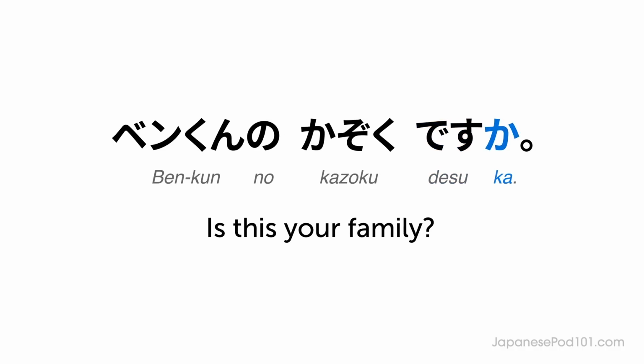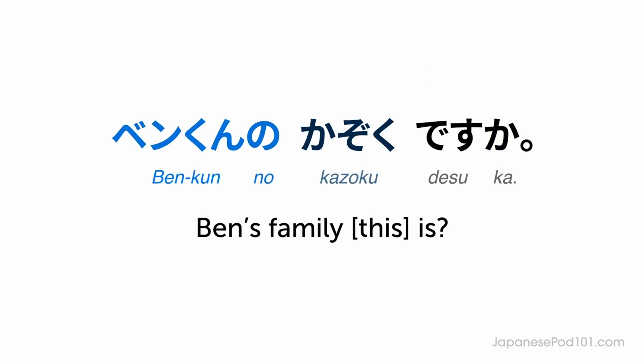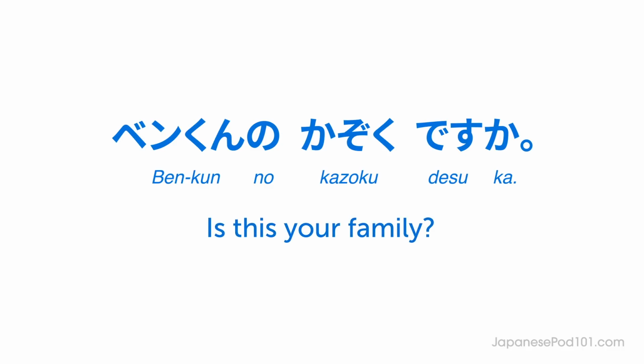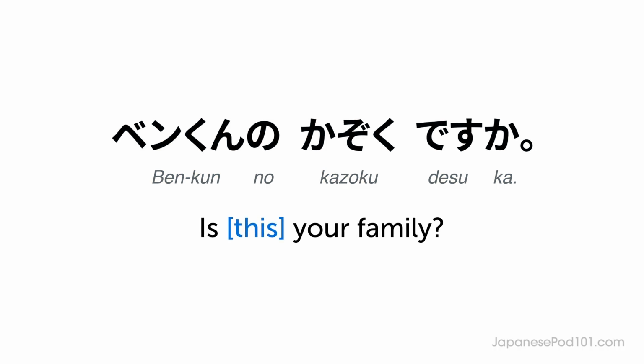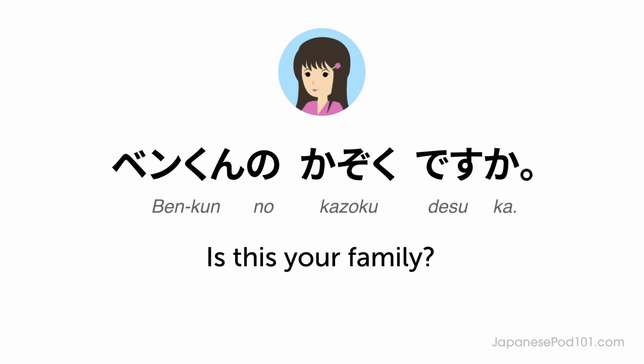Last is か, the question marking particle. This turns the sentence into a question. Altogether, it's ベン君の家族ですか? This literally means Ben's family this is, but it translates as is this your family? Note that this is understood from the context of the conversation, as Hana is pointing at the picture when she asks the question. Remember this question. You'll hear it again later.